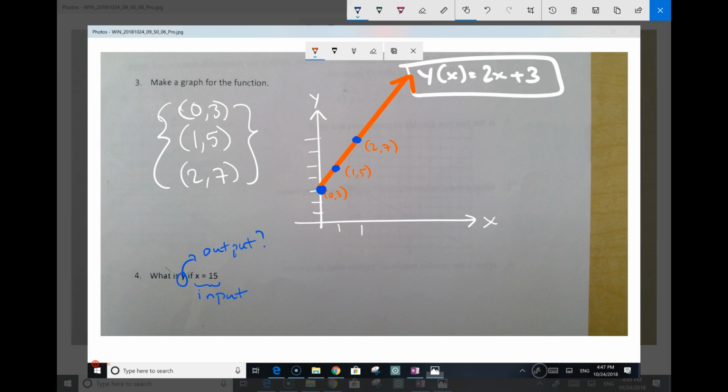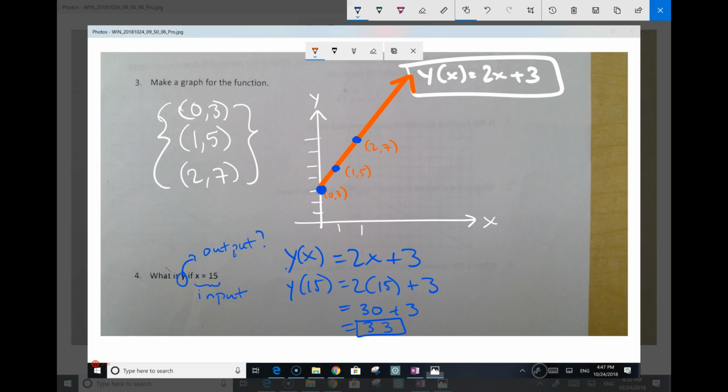Now we have our function. I'll write it over here again. Our function is f of x, or I should say y of x, just to be consistent, is equal to 2x plus 3. Well, if our input is 15, then I have y of 15 is equal to 2 times 15 plus 3. 2 times 15 is 30, so now I have 30 plus 3, and that would give me 33, and that would be my output. Okay? So y of 15 is equal to 33.